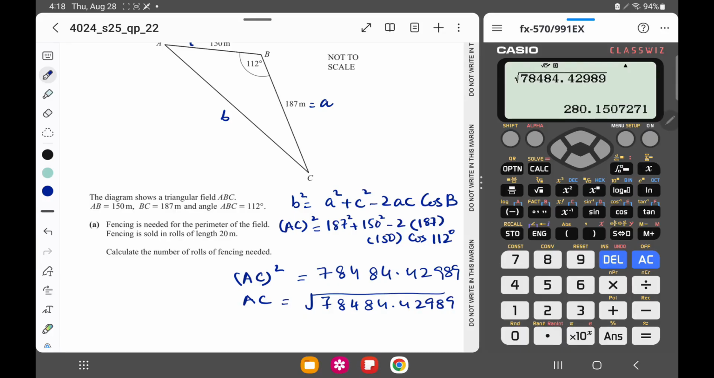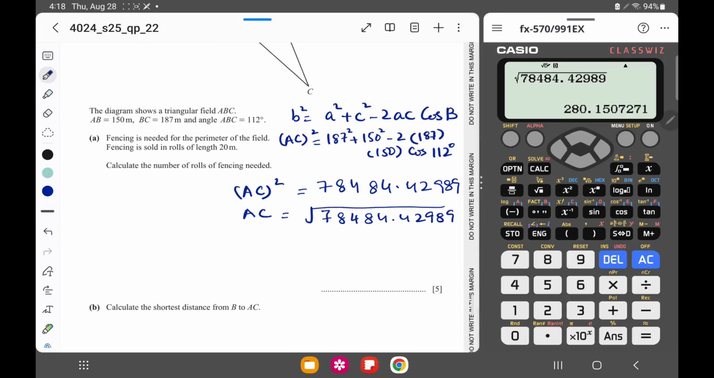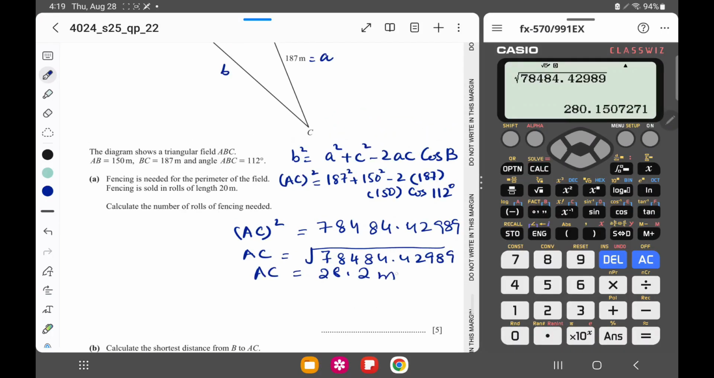280.15 means 280.2. You can write down that AC is equal to 280.2, and it's given in meters, so that is in meters. Now they're asking that fencing is needed for the perimeter of the field. Fencing is sold in rolls of length 20 meters. So calculate the number of rolls required.